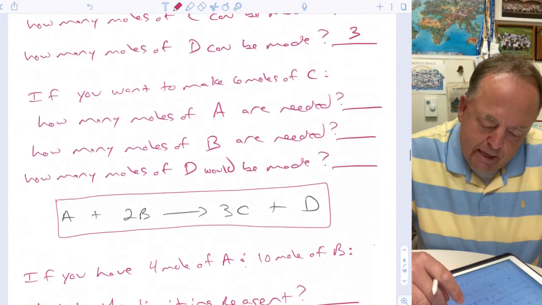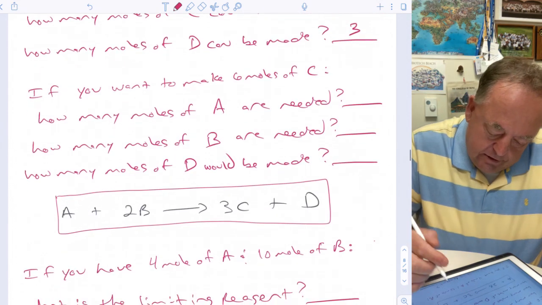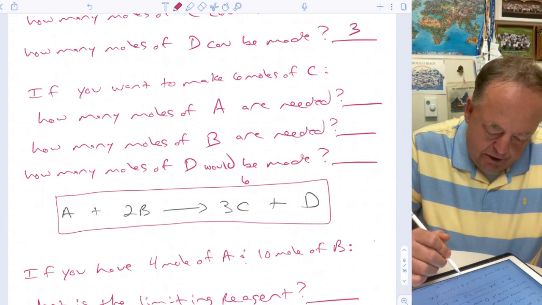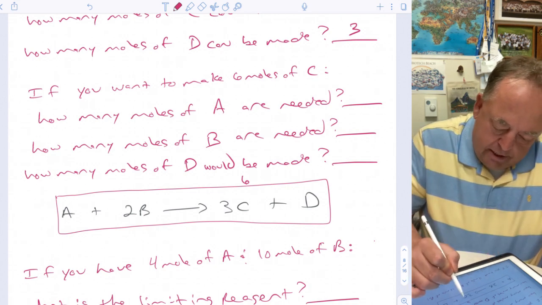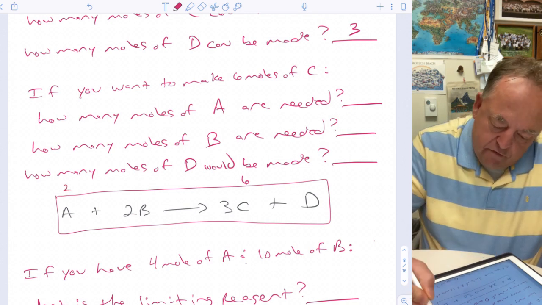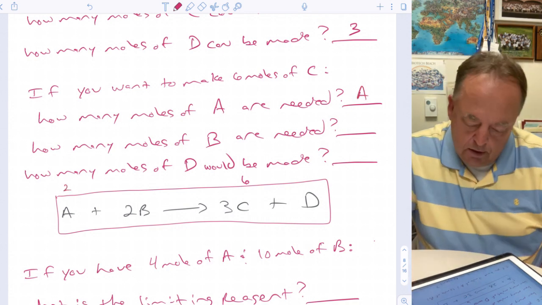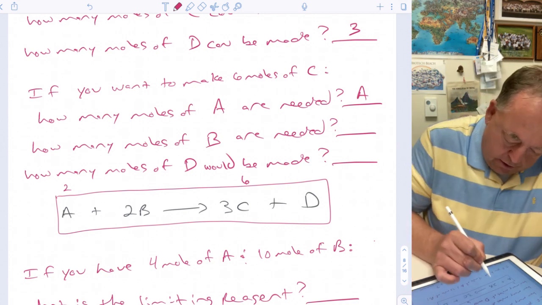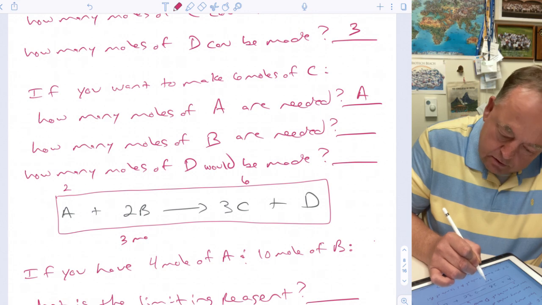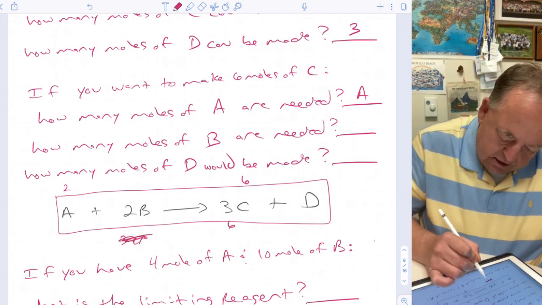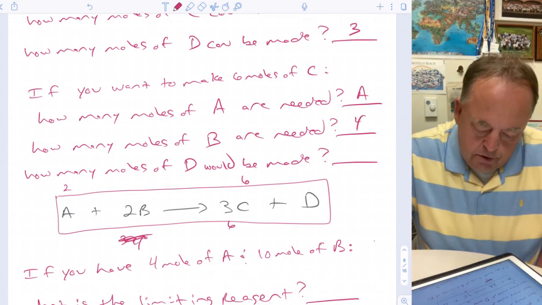Okay, so what if you wanted to make 6 moles of C? So if you wanted to make 6 of this, then how many of A and B do you need? Well, you would have to take that and divide that by 3, so you would need 2 of A, right? And how much of B do you need? So if this is 6, then this has to be 4, right? You would need 4 of B.